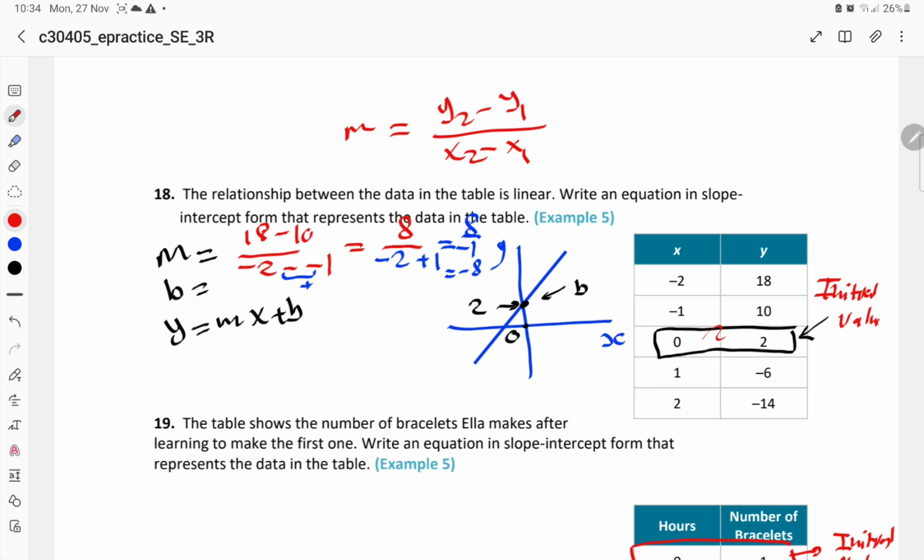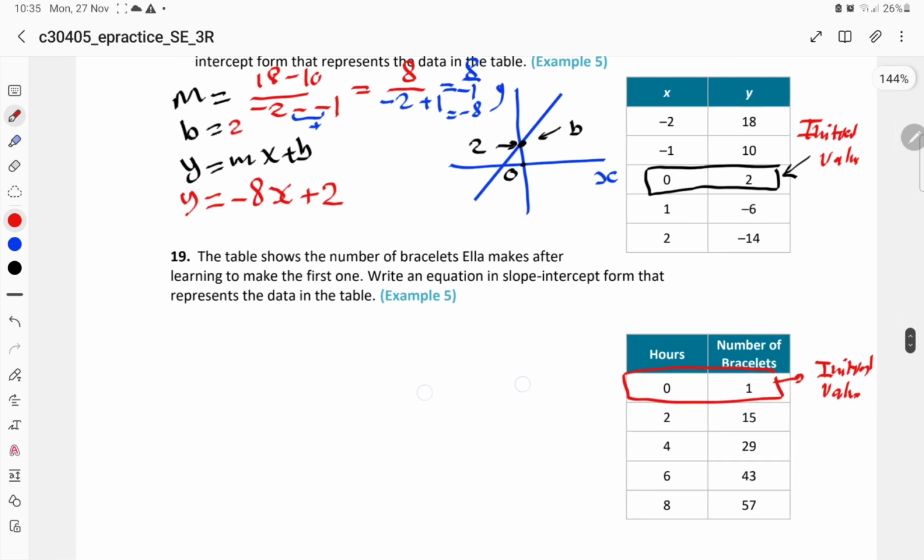What about the initial value for the y? Is 2, which is the y-intercept. So now y equals m, which is negative 8x, plus b, which is 2. The last question we have in our video is, the table shows the number of bracelets Ella makes after learning to make the first one. Write an equation in the slope-intercept form that represents the data in the table.